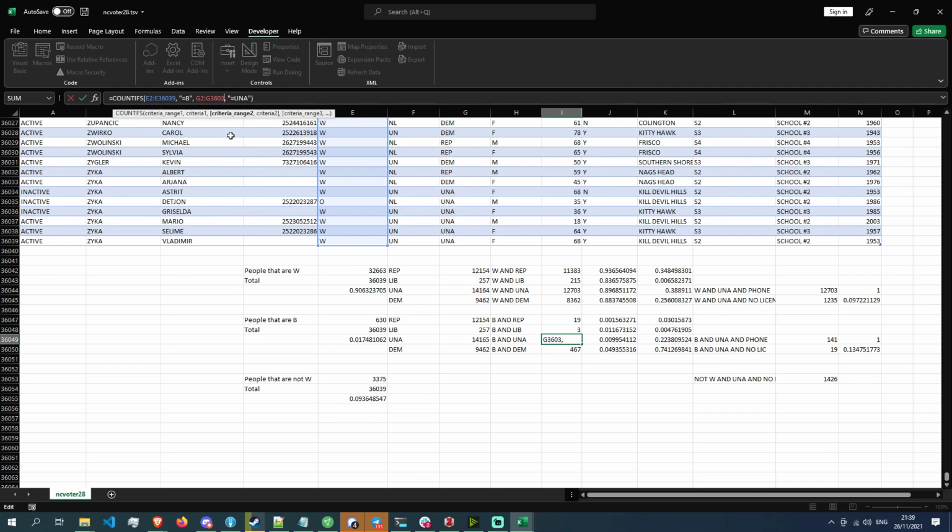G2, 39, unaffiliated, and E2, 39, and G2, 39. These numbers aren't going to change by much, but they're going to change slightly. Okay, and we have this, and this would be E2 to 39, J2, J3. Okay, this is good.